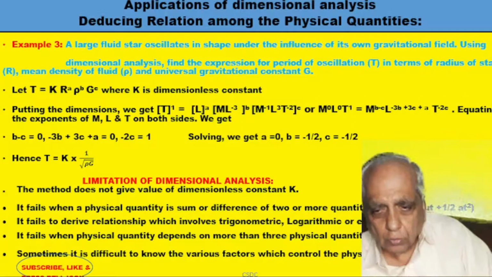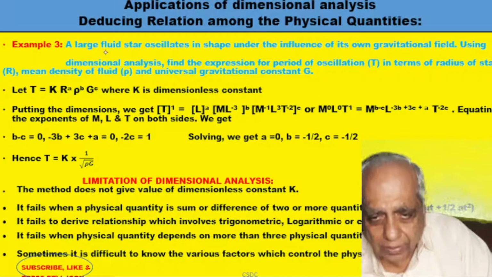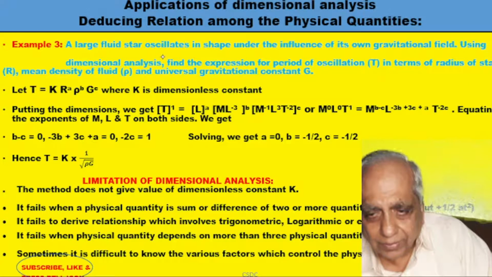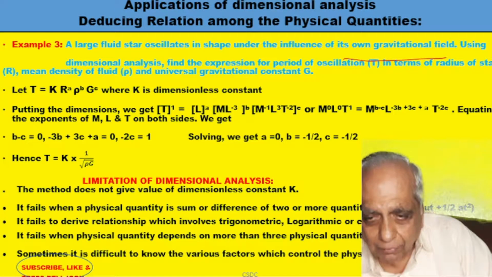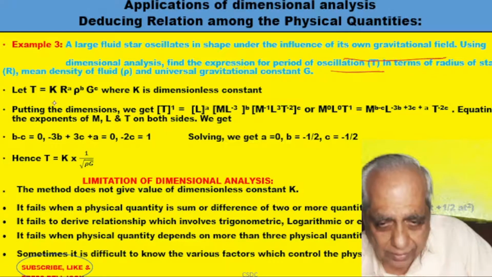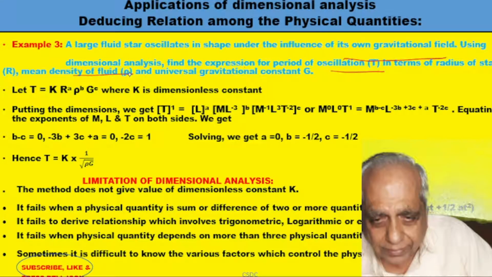Now we'll go to the next sum. This is also similar. Here we are given a large fluid star, meaning it has some liquid and gas. It is oscillating in shape. It is changing its shape, oscillating because of its own gravitational field. So using dimensional analysis, find the expression for the period of oscillation t. So t is proportional to, in terms of radius of star r, so t is equal to r raised to a, mean density of fluid rho, rho raised to b, and universal constant g, g raised to c. I have written k, so I made it equal.